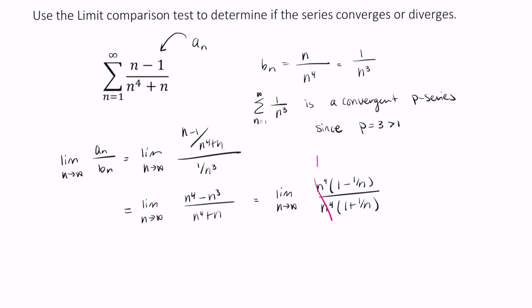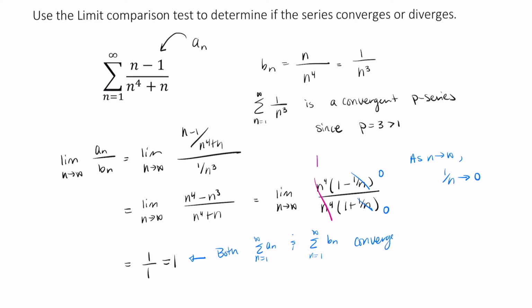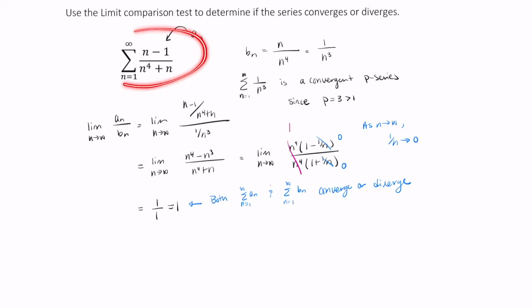Clearly, this divided by itself is 1. And what are we left with? Well, as n approaches infinity, 1 over n gets closer and closer to 0. So these terms vanish, leaving us with just 1 over 1. So what does this tell me? Both of these behave in a similar manner, so both converge or diverge. Clearly, then, this series will converge since this is a convergent p series.